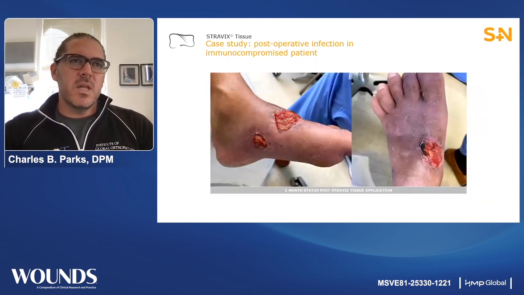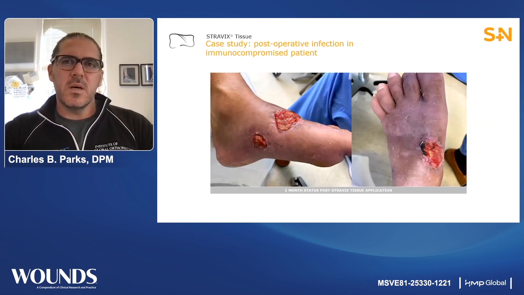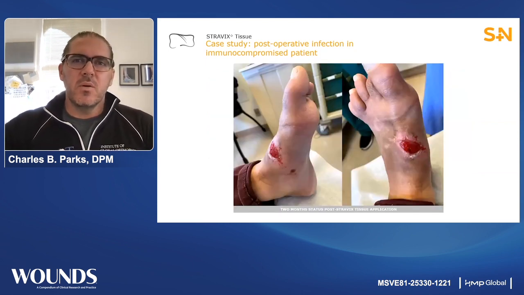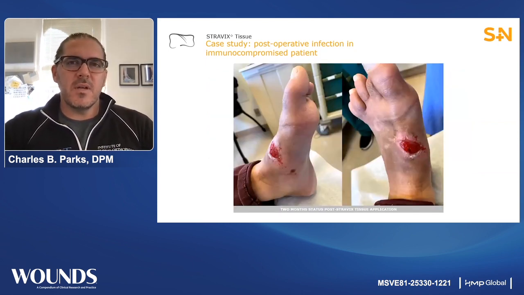At 4 weeks, you can see that the dorsal wound is fully granular, and it's at the level of the skin, it has no depth to it, and the medial wound already is getting smaller. At 2 months, you can see the medial wound is about the size of an eraser head, and the dorsal wound is fully granular still and smaller again.